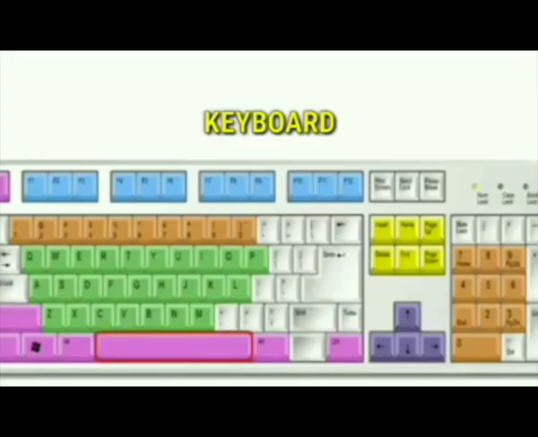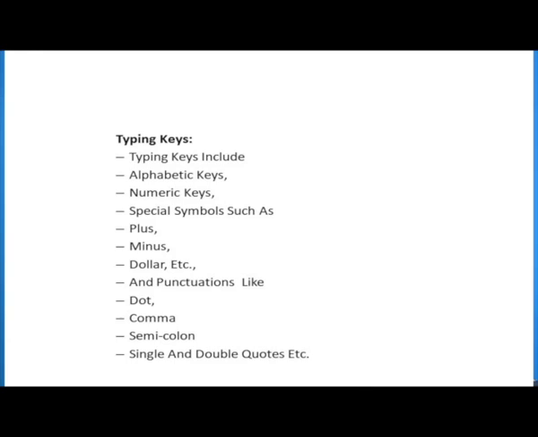On a keyboard, the keys can be grouped like this. First come typing keys. Typing keys include alphabetic keys, numeric keys, special symbols such as plus, minus, dollar, etc. and punctuation like dot, comma, semicolon, single and double quotes, etc. Typing keys also include the backspace, shift, caps lock, space bar and the tab keys.